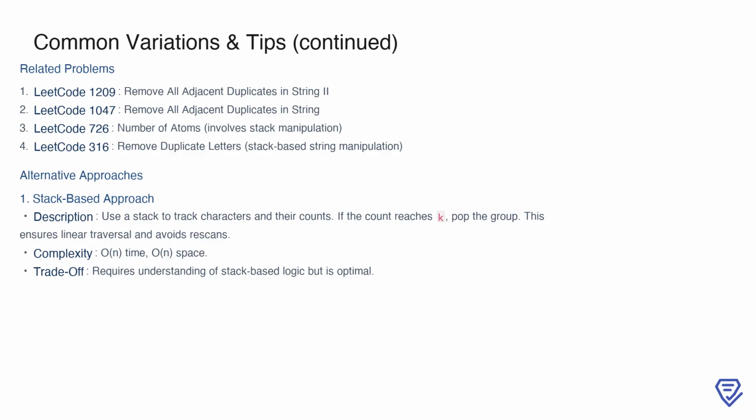When it comes to alternative approaches, the stack-based method stands out as a robust solution. Here, you maintain a stack to track characters and their counts. If a character's count reaches k, you pop the group from the stack. This approach is efficient, with a time complexity of O(n) and a space complexity of O(n), and it avoids the inefficiencies of rescanning the string. While it requires a solid understanding of stack logic, it's highly optimal for this type of problem.